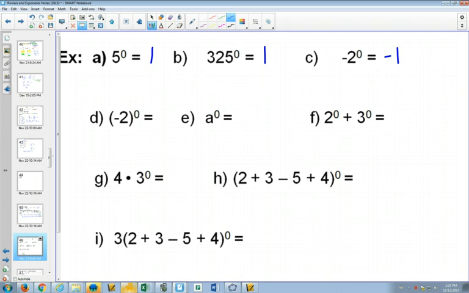D is positive 1, because the exponent is to the whole thing. The exponent of 0, because they're brackets, everything is to the exponent. Whereas in C, you have to do order of operations. What's our order of operations thing? BEDMAS. Okay.